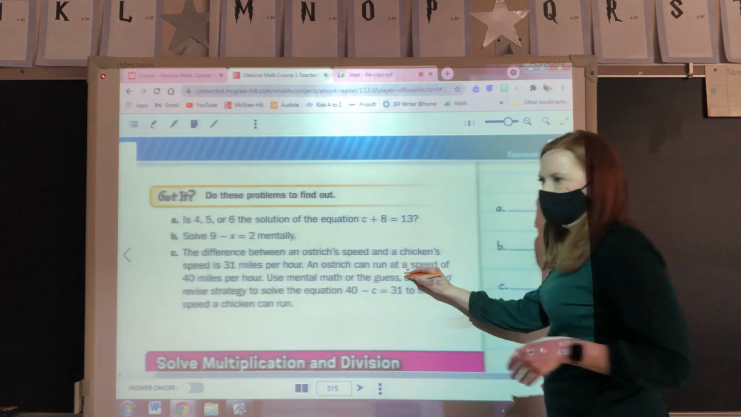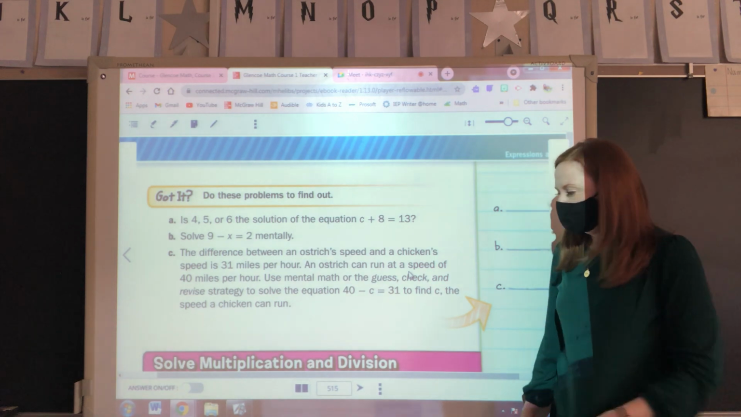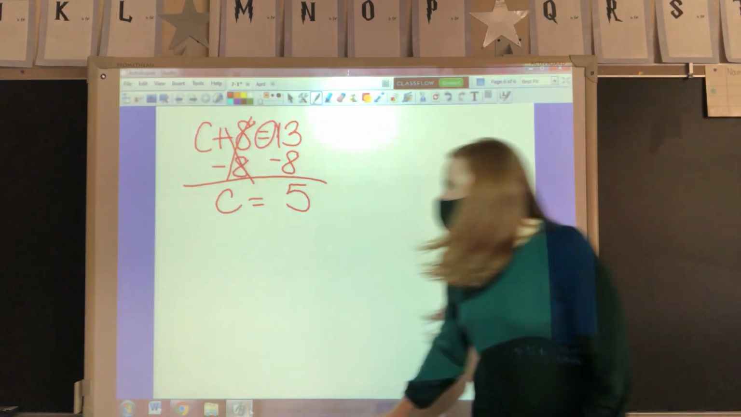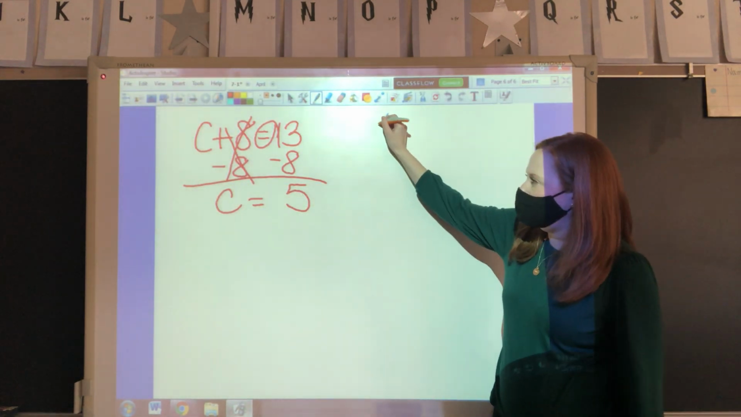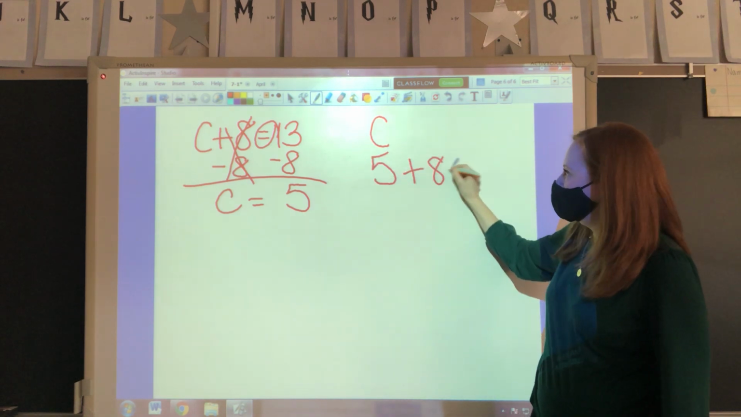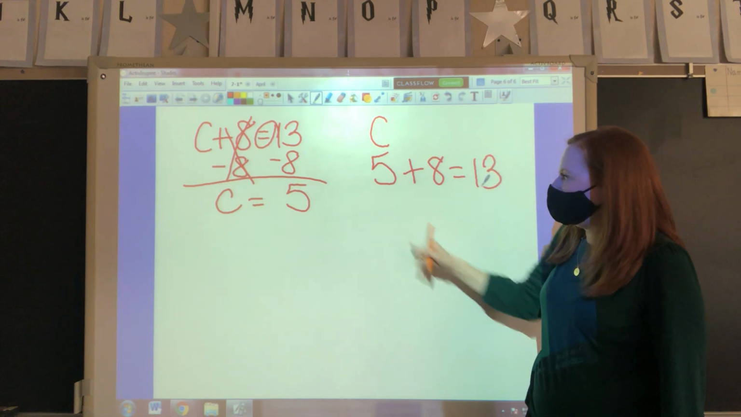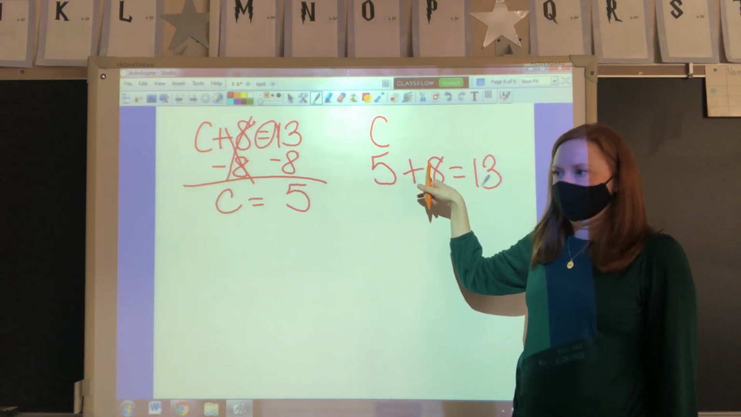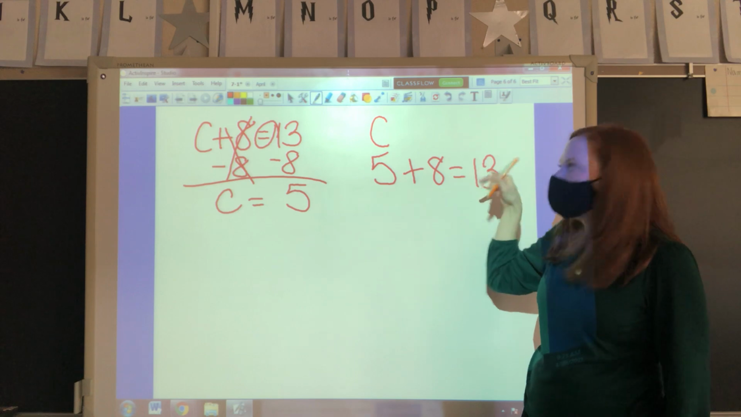I didn't look at that. I didn't see it. Good. Or, again, remember you can plug it in. So 5 plus 8 equals 13. So 5 plus 8, yeah, it equals 13. So I did it correctly.